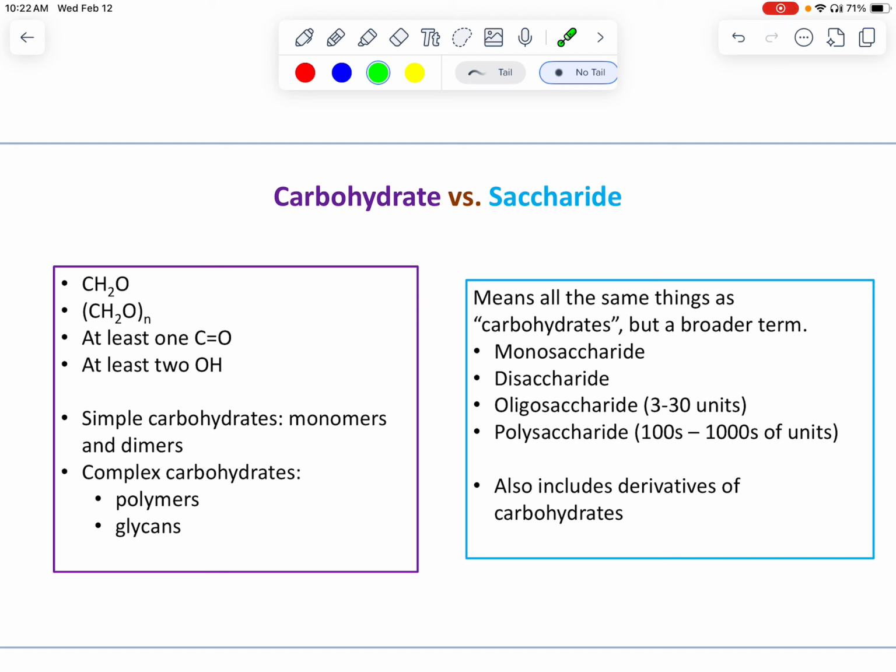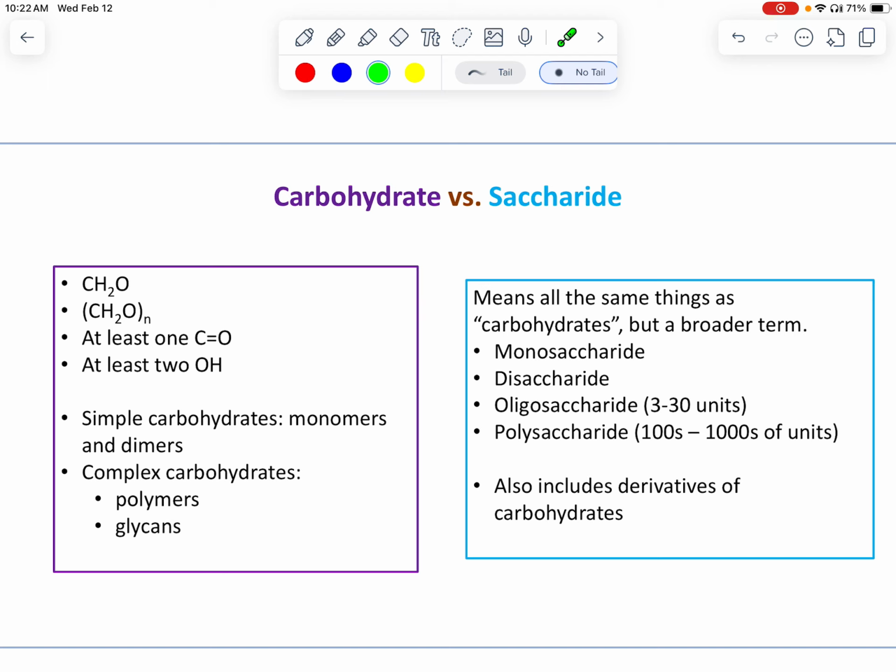So if we scoot to the right, saccharides mean all the same things as carbohydrates, but it's a broader, more technical term. So a saccharide would still have at least one carbonyl and at least two hydroxyl groups. All right, we're going to use a little bit different terminology. Monosaccharide is that monomer unit. Disaccharide clearly is the two units. Oligosaccharide is a short, small group versus polysaccharide, which can have hundreds to thousands of units. And we're going to look at those monomers and polymers.